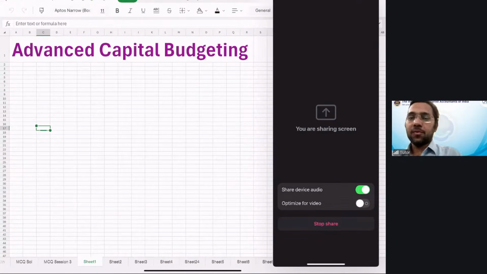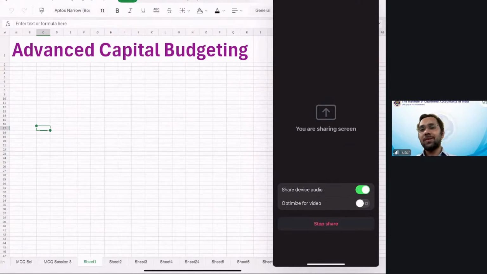Okay, so a warm welcome to all of you to this preliminary session on the topic of advanced capital budgeting. We're going to cover this topic by way of first revising the concepts, and then maybe by looking at certain MCQs, which are based on case scenarios.